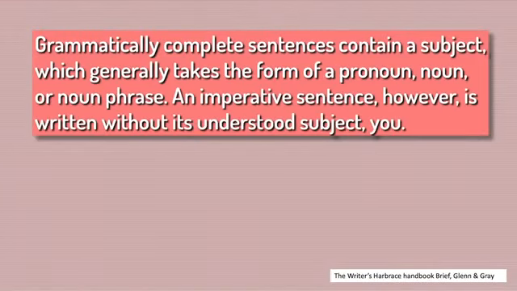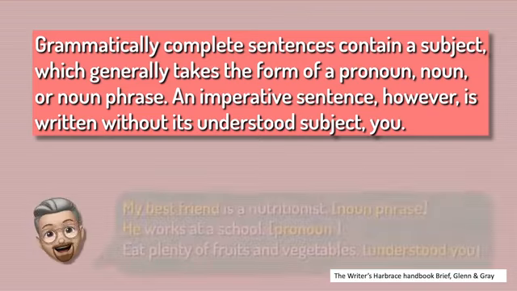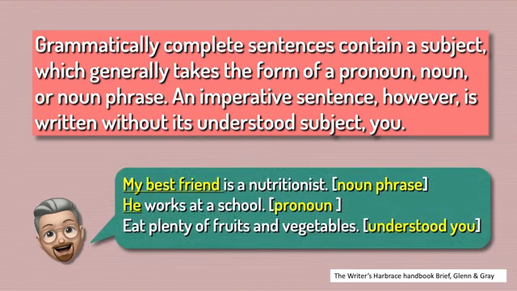Grammatically complete sentences contain a subject, which generally takes the form of a pronoun, a noun, or a noun phrase. An imperative sentence, however, is written without its understood subject, which is you. Let's look at these examples. My best friend is a nutritionist. My best friend is a noun phrase. He works at a school. He here is the pronoun. Instead, eat plenty of fruits and vegetables. Here is an imperative sentence, so you is understood.